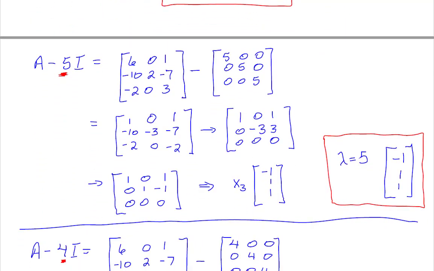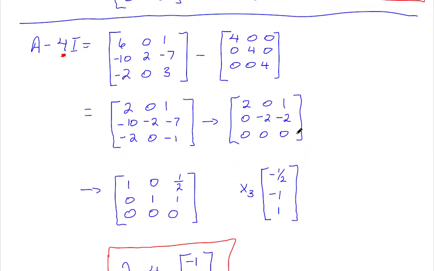So I repeat the process for 5, subtracting 5I, row reducing the matrix, again using this 1 to make some zeros under it. At that time I can divide this row by -3. And so what I see is it's really x3 multiplied by (-1, 1, 1). So for lambda equals 5, this is our basis for the eigenspace.